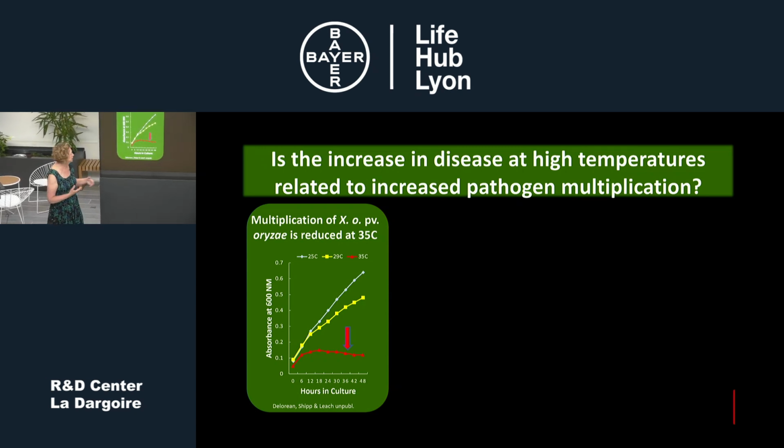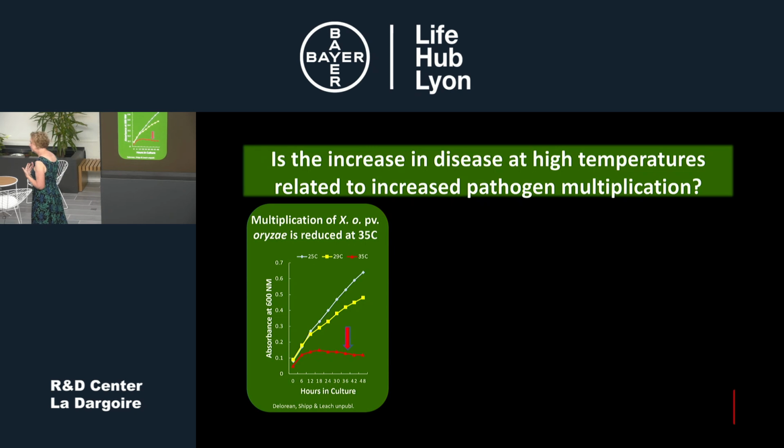So in culture, if we put the bacteria in culture over time and look at the multiplication rates, this is a bacterial growth curve. You can see that at high temperatures, it essentially stops. And that's the high temperature that we use in our studies.